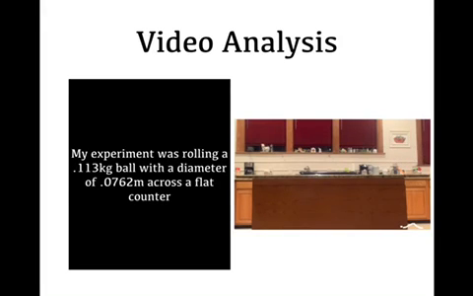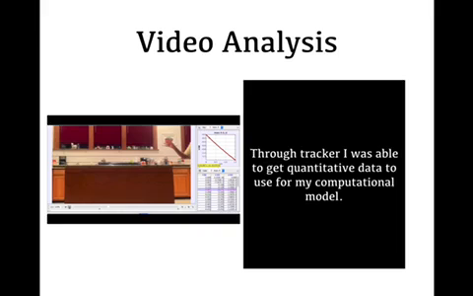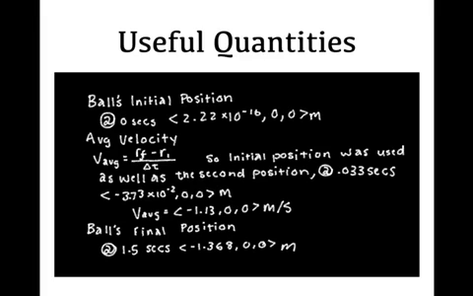Video analysis. My experiment was rolling a 0.113 kilogram ball with a diameter of 0.0762 meters across a flat counter. Through Tracker, I was able to get quantitative data to use for my computational model. Useful quantities. From Tracker, I was able to deduce the ball's initial position at 0 seconds of 2.22 times 10 to the negative 16, 0 meters.